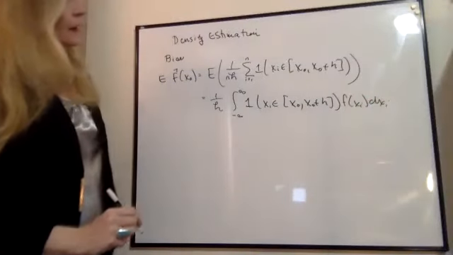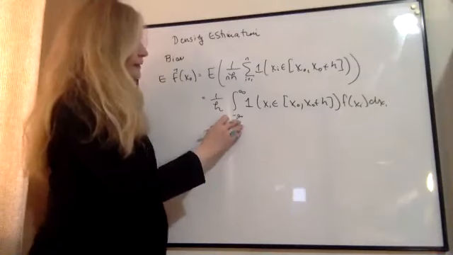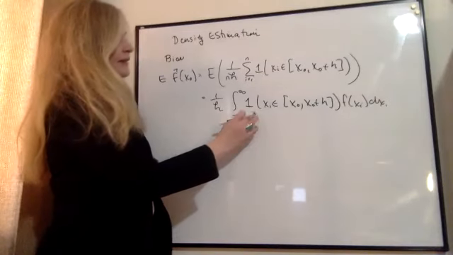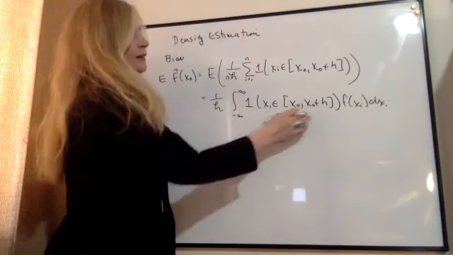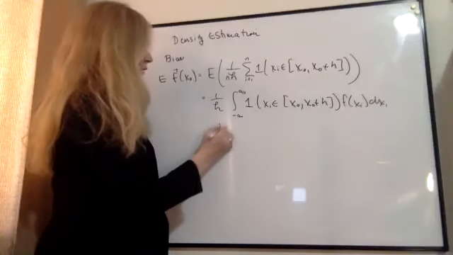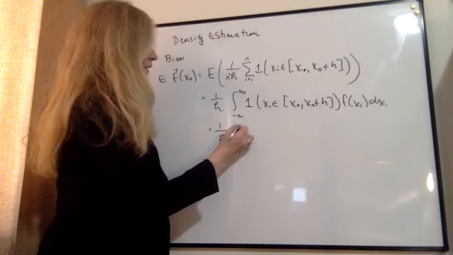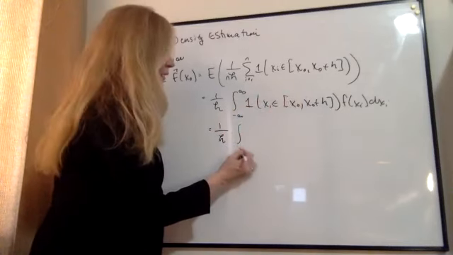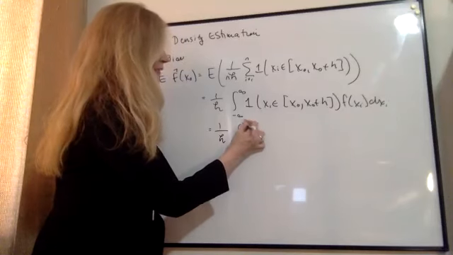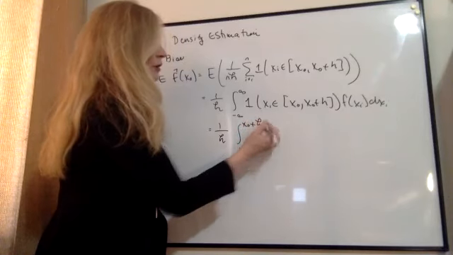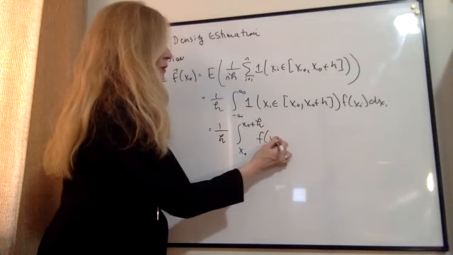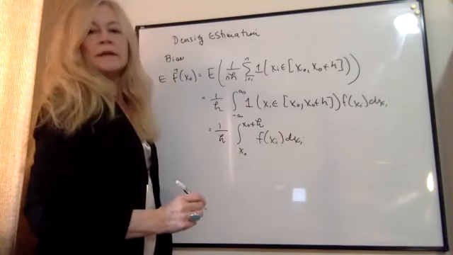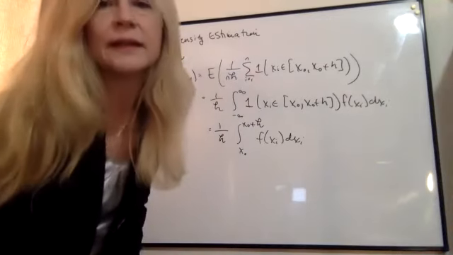Okay. Now, this is the range of xi. But this is only going to be 1 in this interval. So I can rewrite this as just taking the integral, because everywhere else it's 0. So I can make this x naught plus h. Okay. All right, let's see.